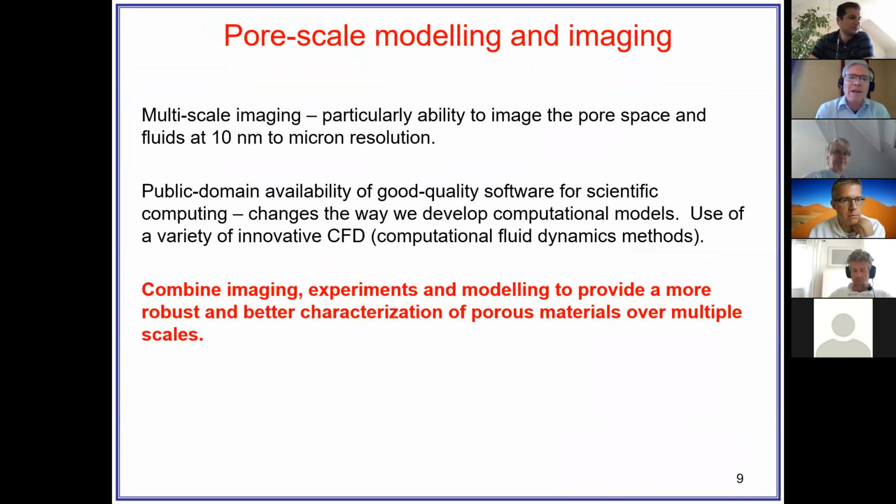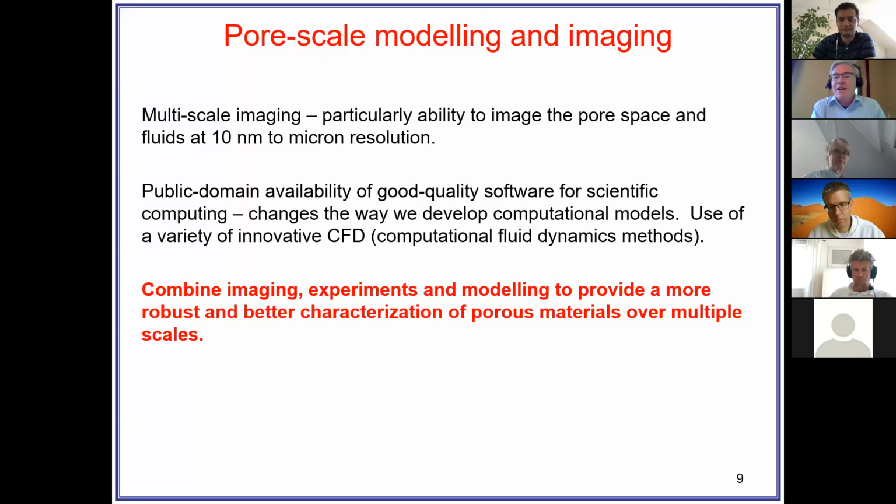Okay, so what are we doing? The key thing here is this imaging. The new thing is that we're able to image in 3 dimensions porous media with a range of techniques, not just X-rays, basically from about 10 nanometer to micron resolution and above. When it comes to modeling, the other thing is that there is nowadays very good quality public domain software. Now, it's not that we download and press a button, but we download it and we can adapt it to our purposes. And what this means is that we can focus on doing something innovative about porous media rather than having to write things from scratch.